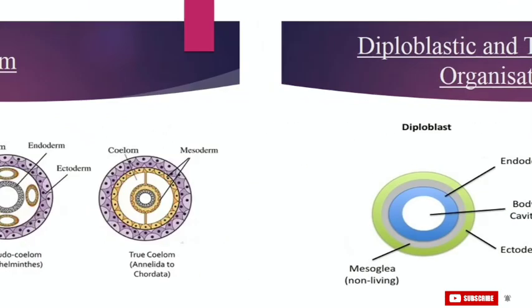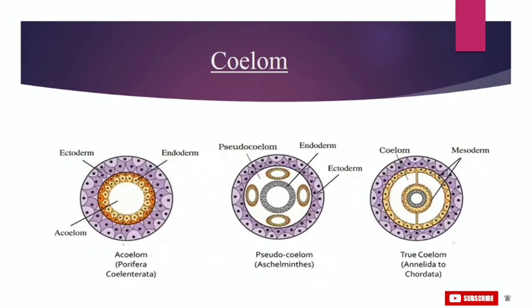Now, our fourth basis of classification is coelom. Coelom means body cavity which is lined by mesoderm. As you can see on your screen, animals on the basis of their coelom pattern can be divided into three groups. The first one is acoelomates, meaning body cavity is absent in these animals. They do not have coelom, and this pattern can be seen in Platyhelminthes, Porifera or coelenterate phylums.